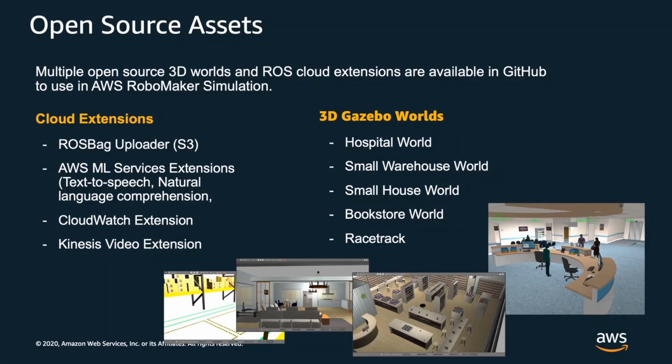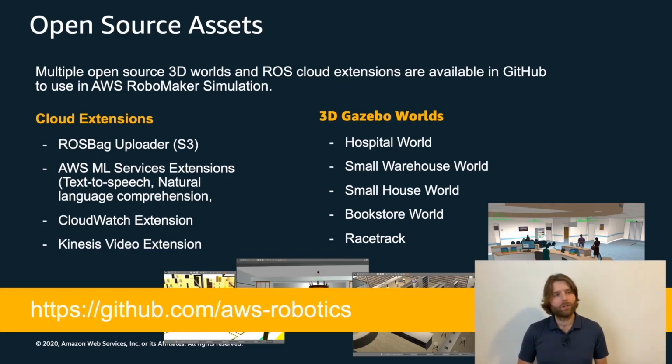In addition to the simulation service, the RoboMaker team has created and published multiple useful assets in our open source GitHub repository. This includes cloud extensions that can be included in your apps to easily upload things like ROS bags to S3. You can connect to AWS ML services for things like text-to-speech, natural language comprehension, image recognition. You can upload logs and metrics to CloudWatch, or even stream live video through Amazon Kinesis. We have provided also multiple 3D worlds for Gazebo that you can use out of the box to accelerate some of your simulation workloads. So here's the link to our GitHub repository where you can download these assets.